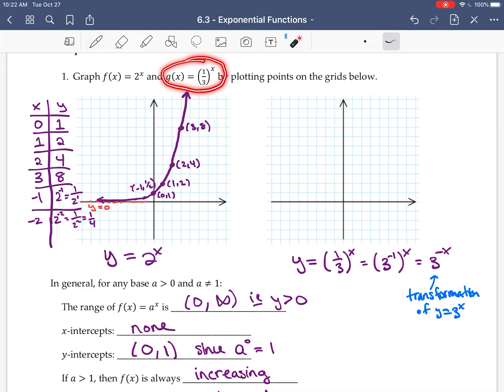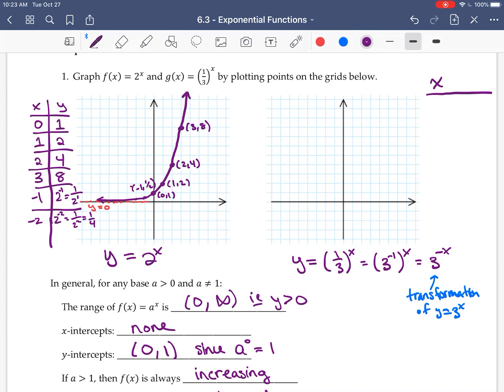So it was to graph g of x, which is 1 over 3 to the power x. And I mentioned that if you wanted to, you could use transformations. So 1/3 to the power x is the same as 3 to the power minus x. So that would be a reflection over the y-axis. So it's going to look a lot like this graph, but reflected over the y-axis. So we're going to get a shape like that. But if you want, we can do it with the 1/3.